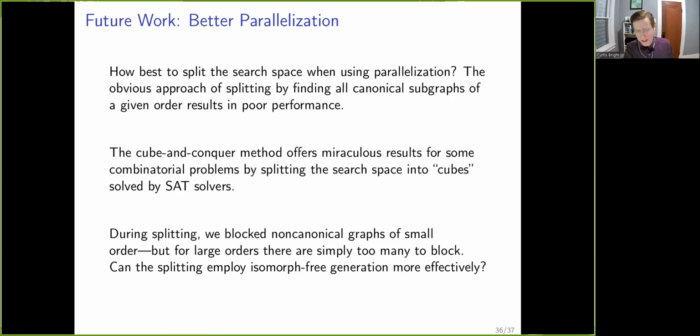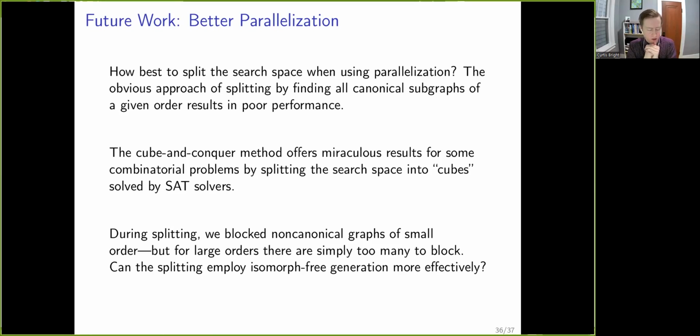Now, this is still an active area of research, right? This is not something which is always going to work in every problem. And so we use cube and conquer in the KS graph application, as well as in the LAMS problem application. For the KS graph in particular, it wasn't giving us super linear time speedups. And I think the reason for this, and this is the open problem I pose here, is we're not really taking into account the isomorph-free generation while we're doing the splitting.